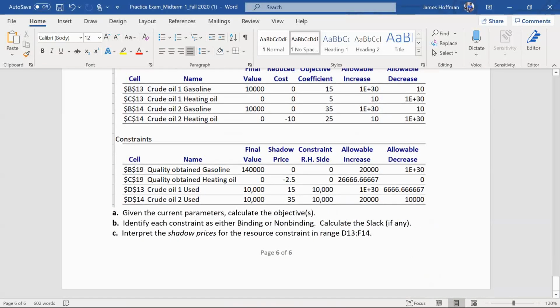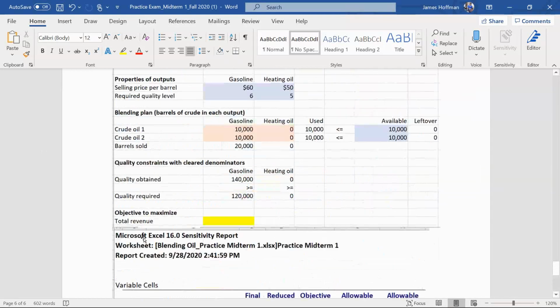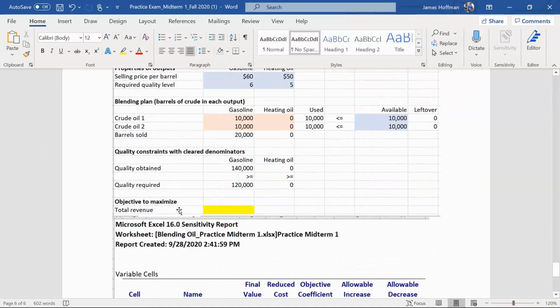Okay, so part A, given the current parameters, calculate the objective here. So the objective is, it tells you the objective to maximize, so you're maximizing total revenue.